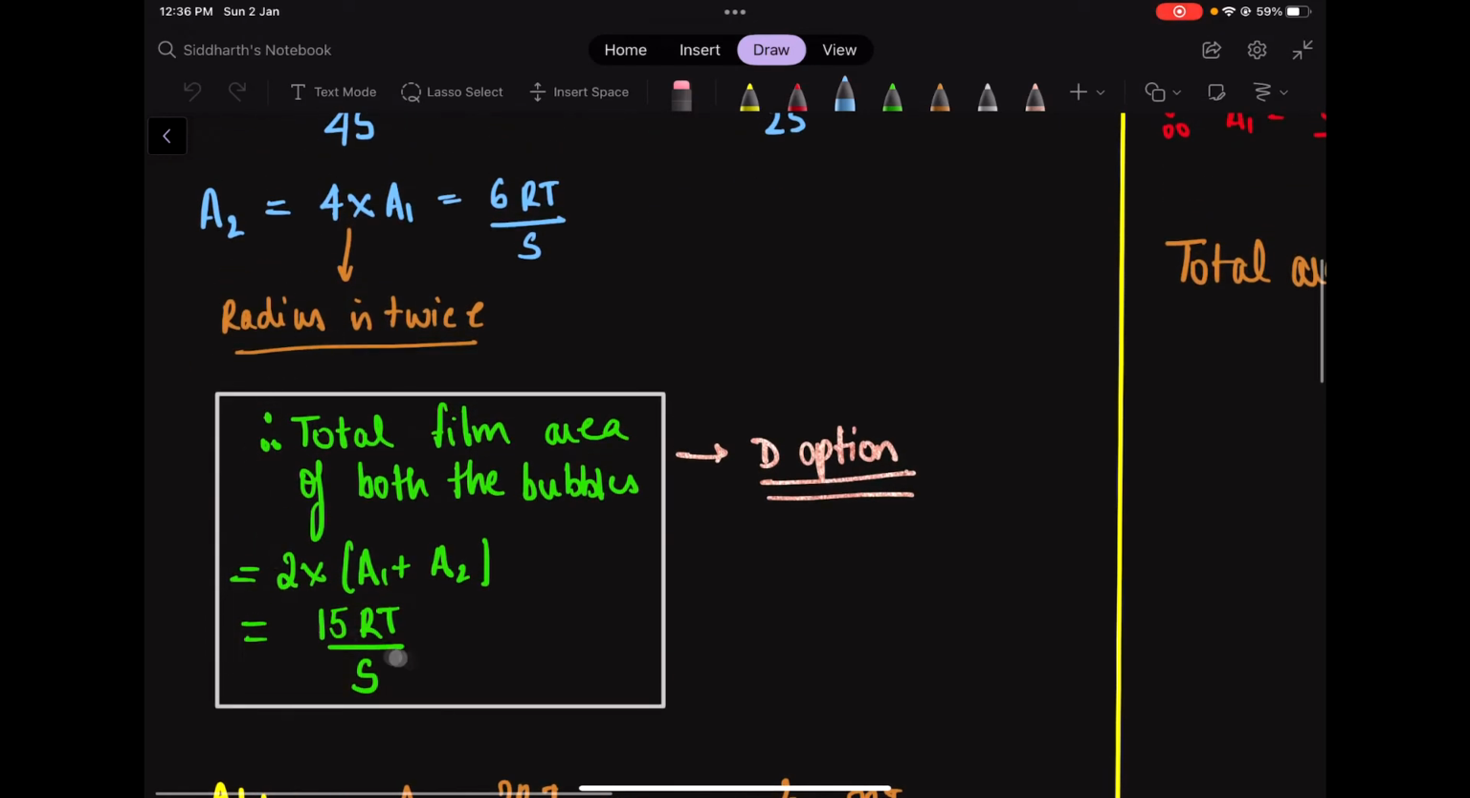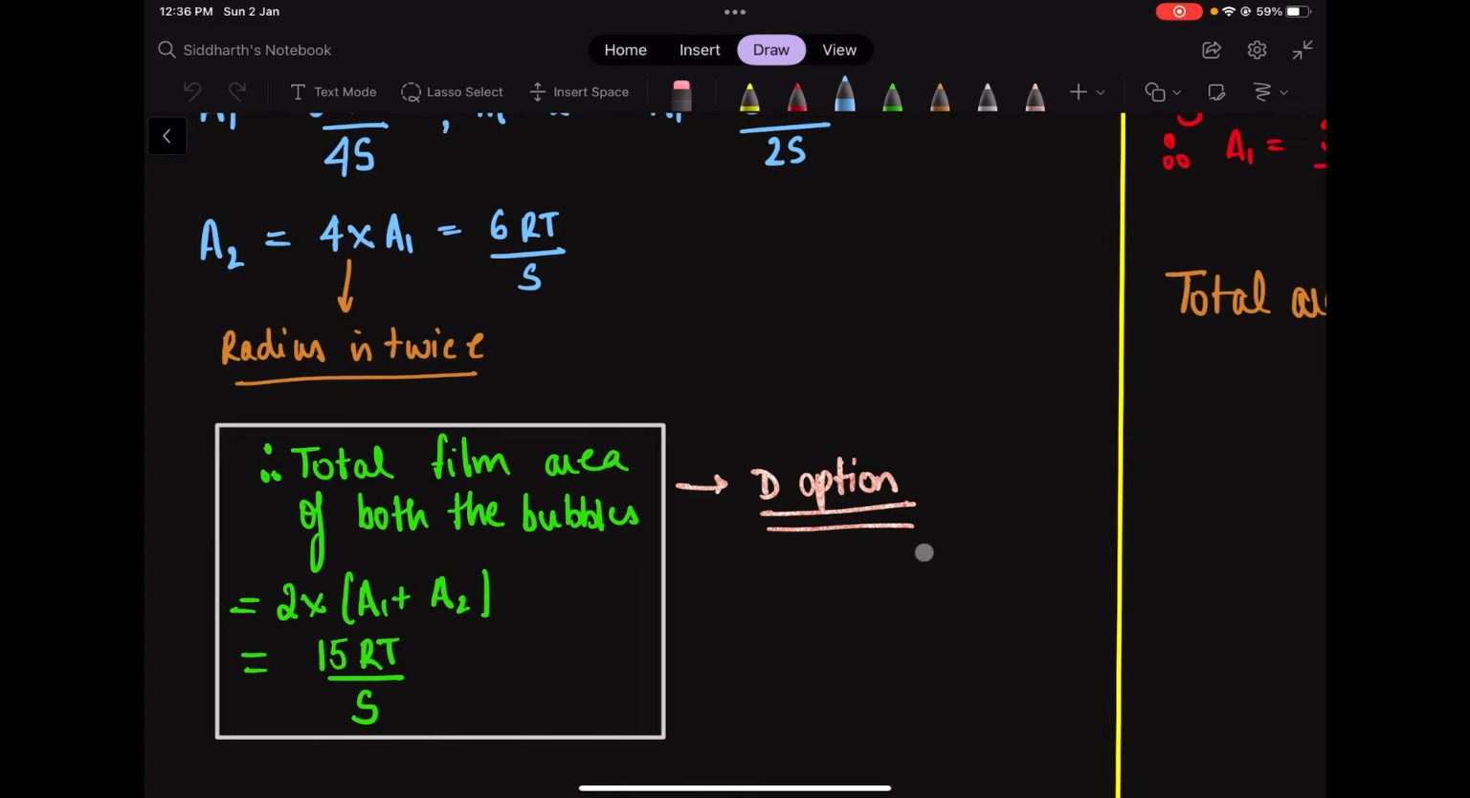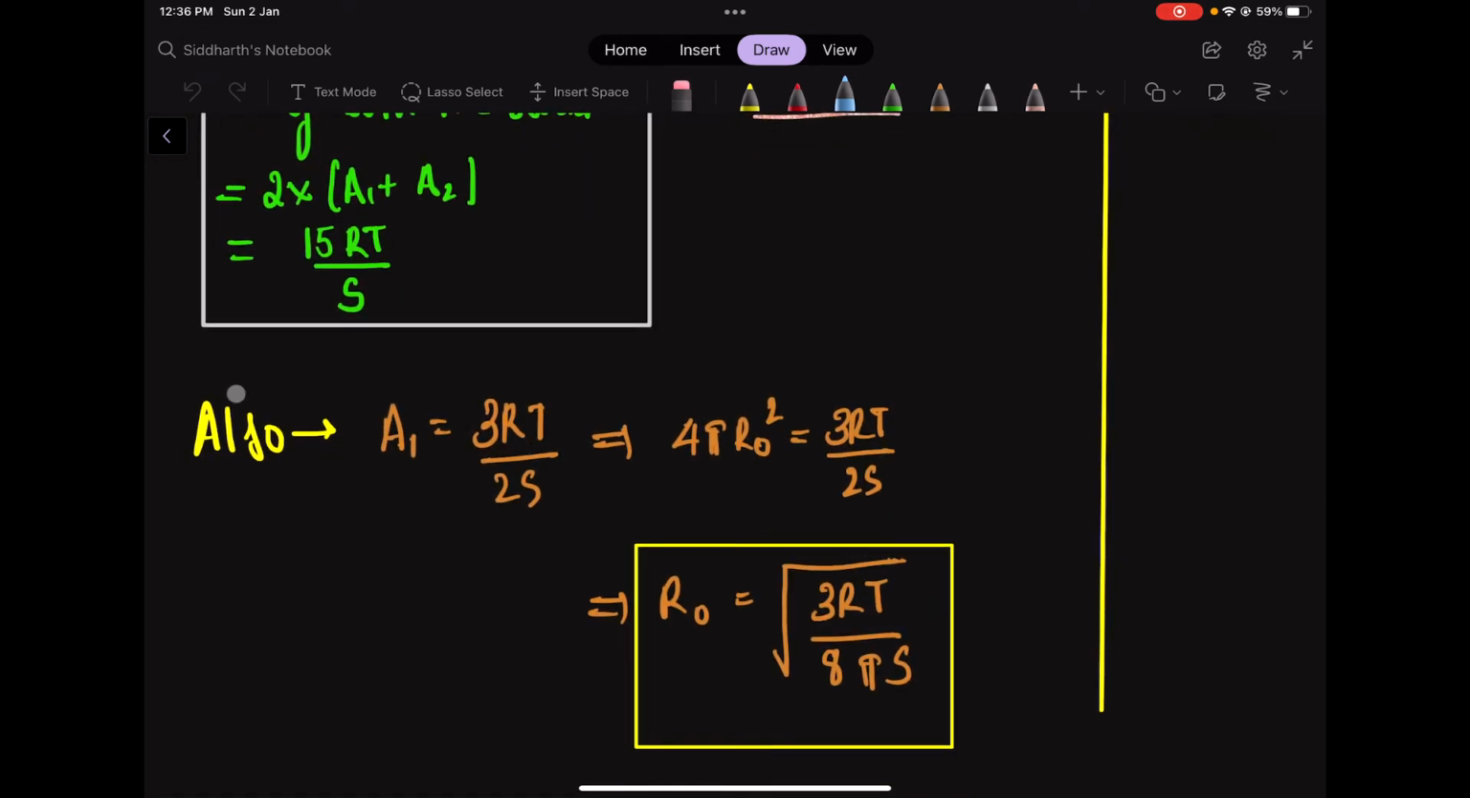Now total film area, they have told total film area. So that is 2 times A1 plus A2. It's twice the surface area because for the total film area, we have to consider the outside and inside surface area. So that's 2 into A1 plus A2. That gives 15RT by S. And that is the D option. So D option is also correct. Also, we calculated that A1 equals 3RT by 2S, and A1 is 4 pi R0 squared. So we can get an expression for R0 equal to square root of 3RT by 8 pi S. So this one is needed for A and B options.